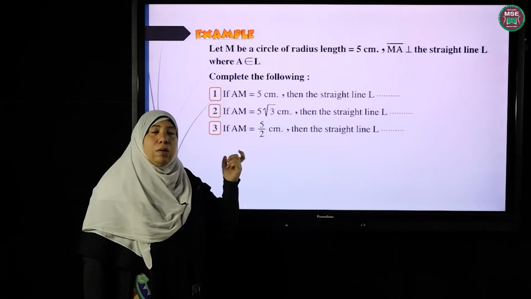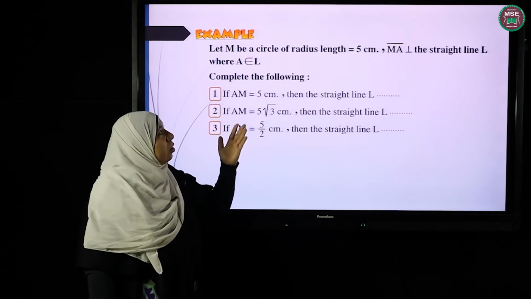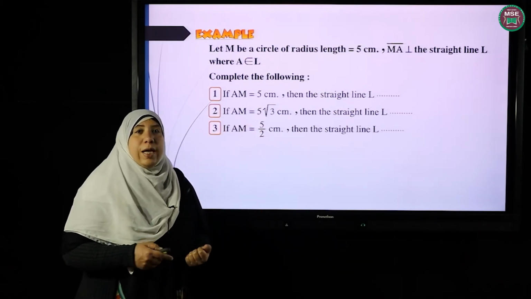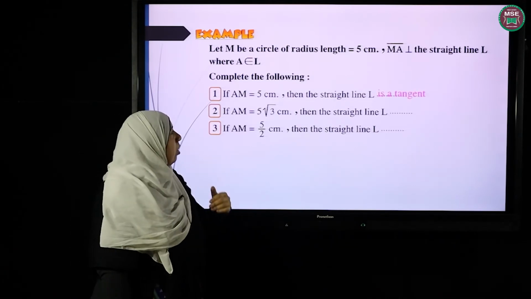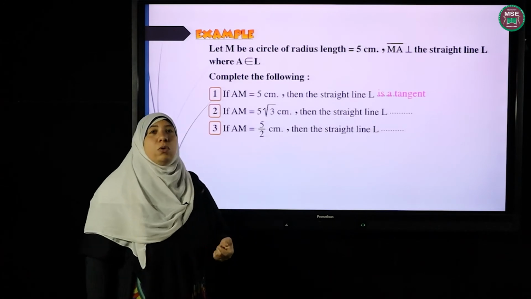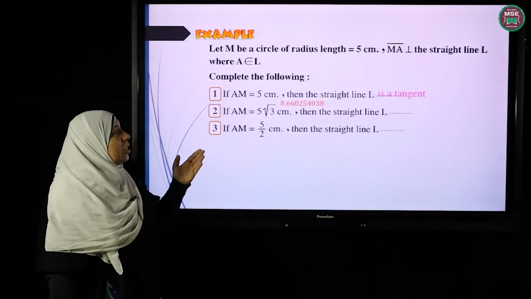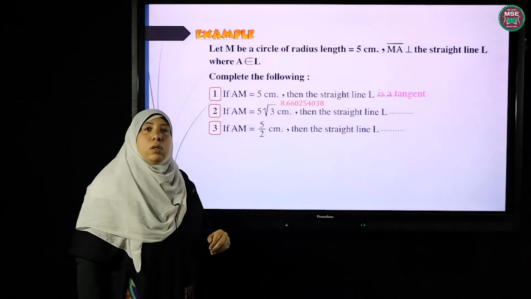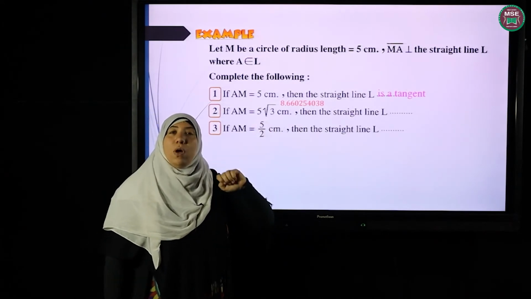I compare this length with the length of the radius. This is 5 and radius is 5. I have 2 equal lengths, so it's a tangent. Here, AM is 5 square root 3. First, I will find the value of 5 root 3. It's 8.6605 and so on. It's 8, and the 8 here is greater than 5.